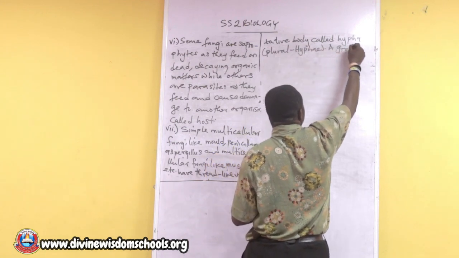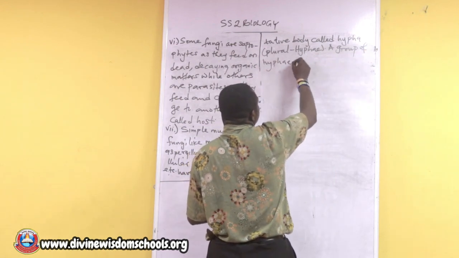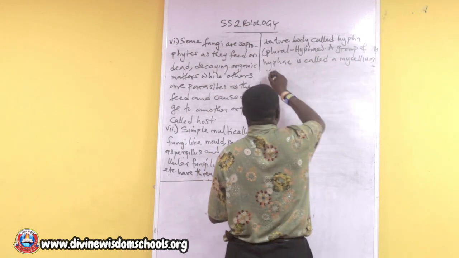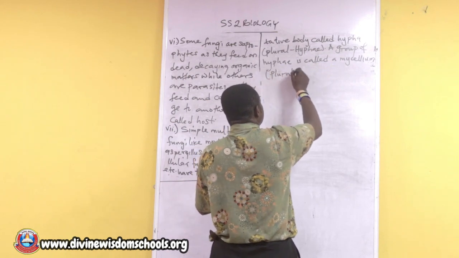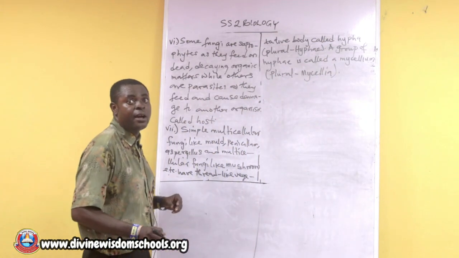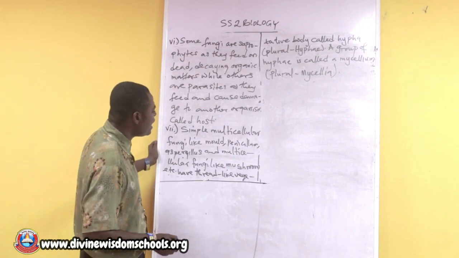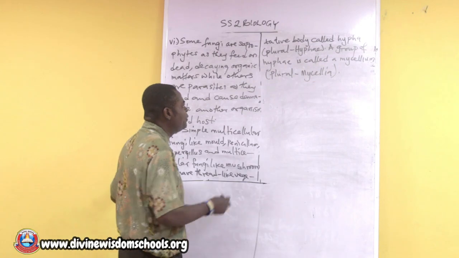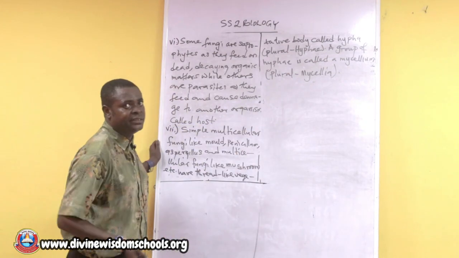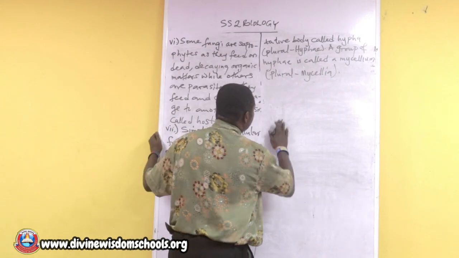A group of hypha is called a mycelium. The plural of mycelium is mycelia. So now, I want to end this class, but I want to tell you, when we draw, there are different types of hypha depending on the fungus you are talking about.